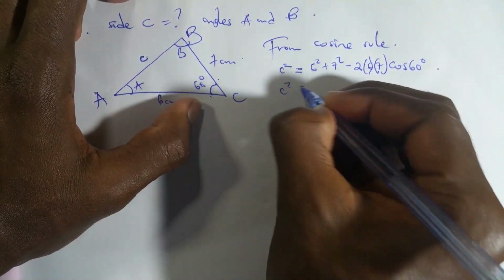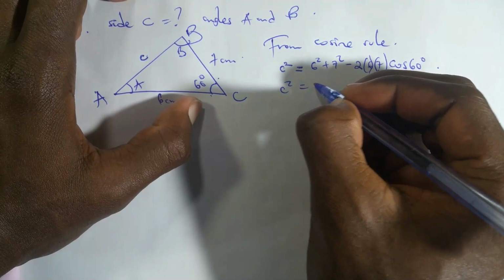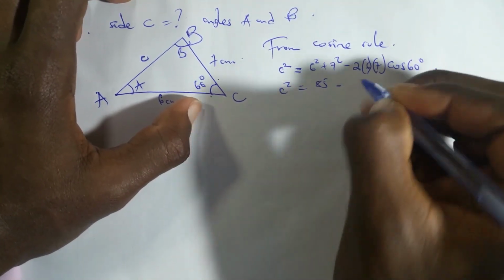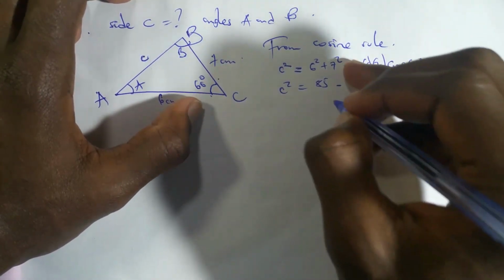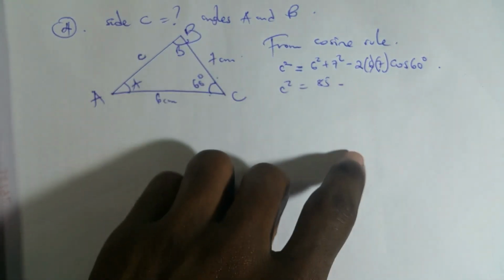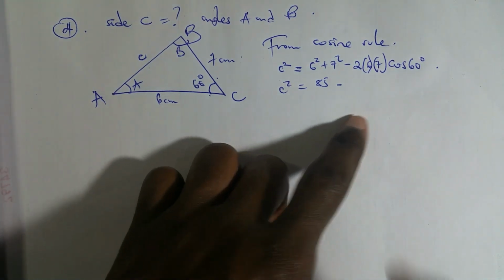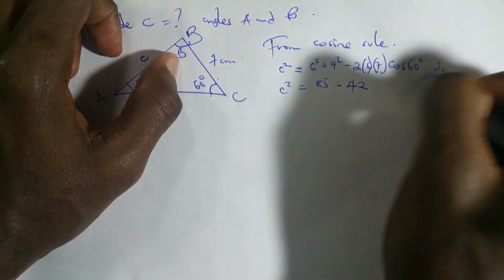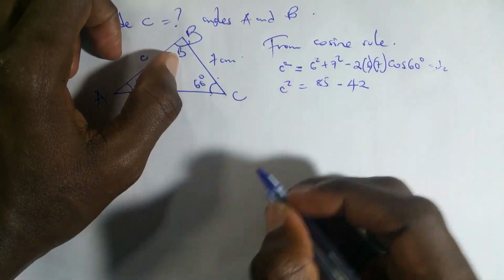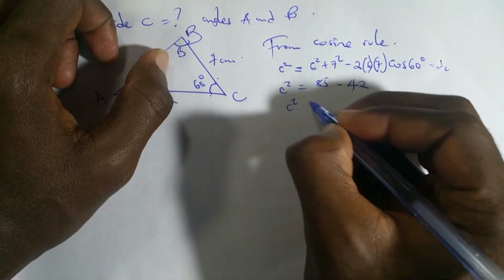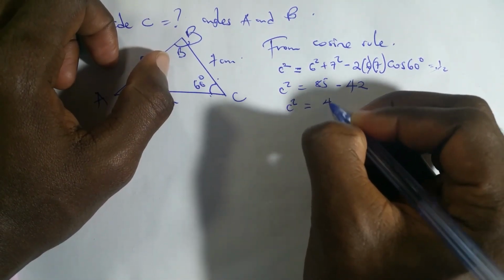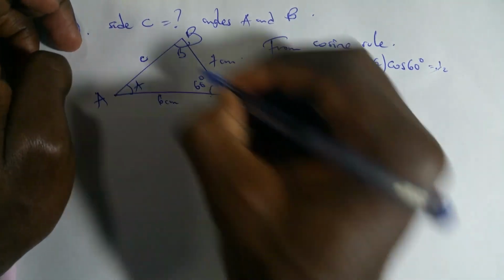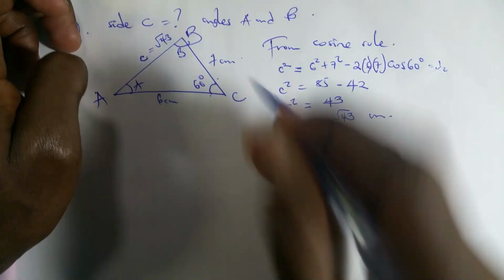So we have c squared is 36 plus 49. That's going to be 85 in total. 85 minus 2 times 6 times 7, which is 42, times 2 is going to be 84. So 84 times cos 60. Cos 60 is half, so we're just going to have 42. That would cancel because cos 60 is half. We looked at that in our earlier video. So we're going to have 43. Then c is root of 43 centimeters. Better we leave it in that form because it's a bit more exact.